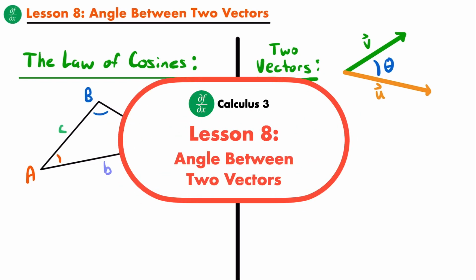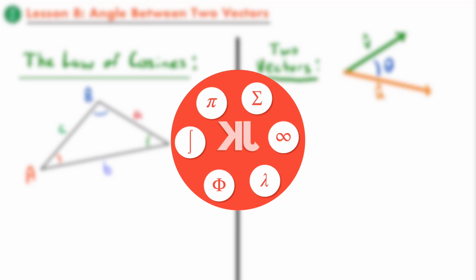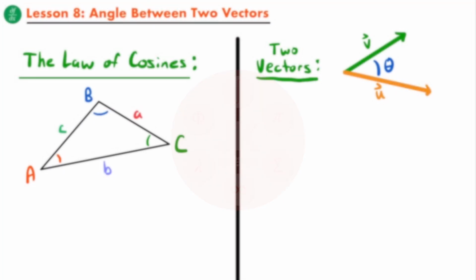Welcome back. Let's learn about finding the angle between two vectors. Alright, so in Calculus 3, sometimes we're going to be interested in knowing the angle between two vectors. But in order to understand how we find that angle, we need to recall something from trigonometry. In particular, I'm talking about the law of cosines.